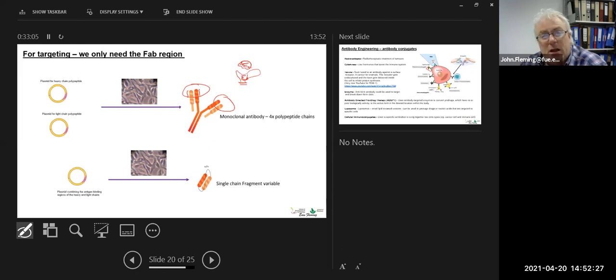In principle, for a lot of what we want to use these drugs for in a therapeutic context, we actually don't need all this bit down here. We don't need the rest of the antibody. We really only want the bits that are capable of recognizing an antigen target. So that involves about 30 amino acids from the light chain and about 30 amino acids from the heavy chain coming together now to form that FAB region that recognizes a specific antigen target.